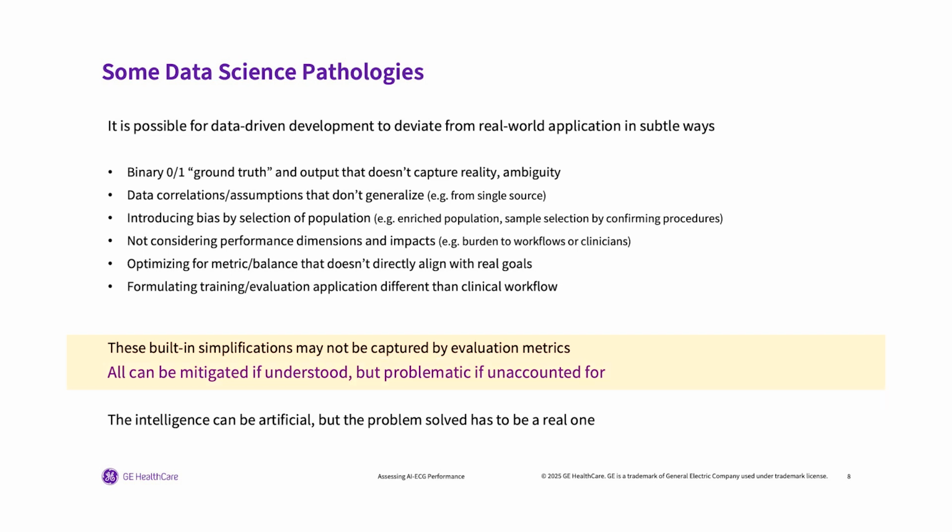All of these can be mitigated if understood. And the best groups in the world are doing that. It could be problematic if unaccounted for, and that is exactly the impact that would have on real-world practice. So the intelligence can be artificial, but the problem solved has to be a real one. If it isn't, it will have painful trade-offs when brought to real practice.